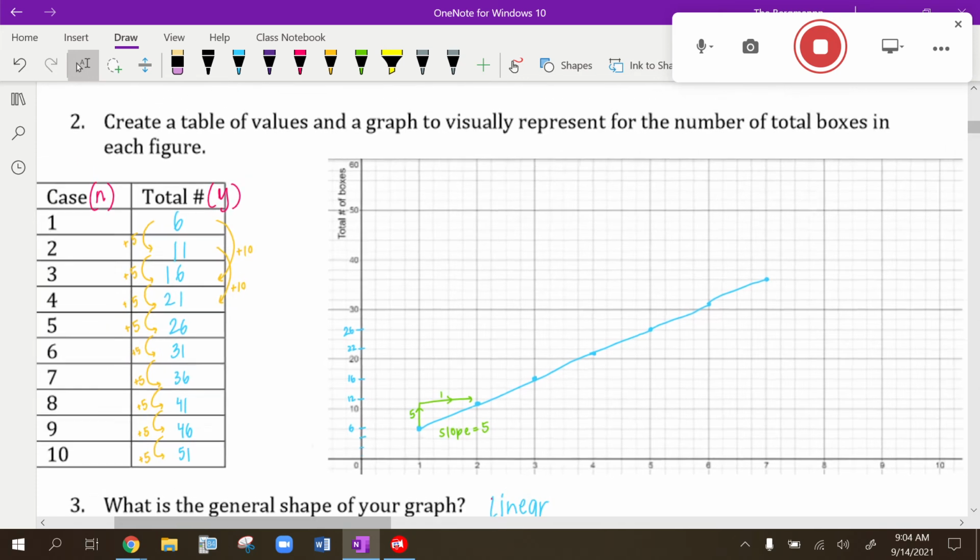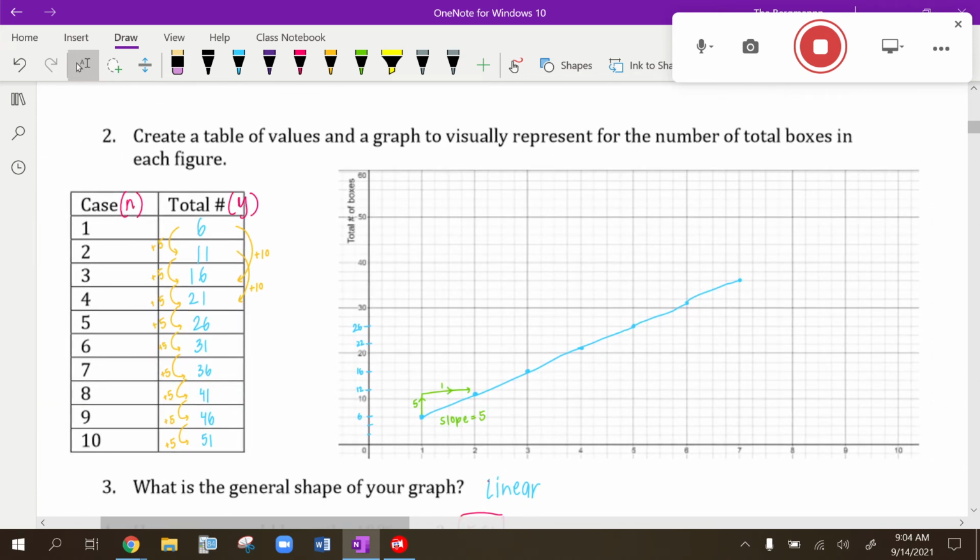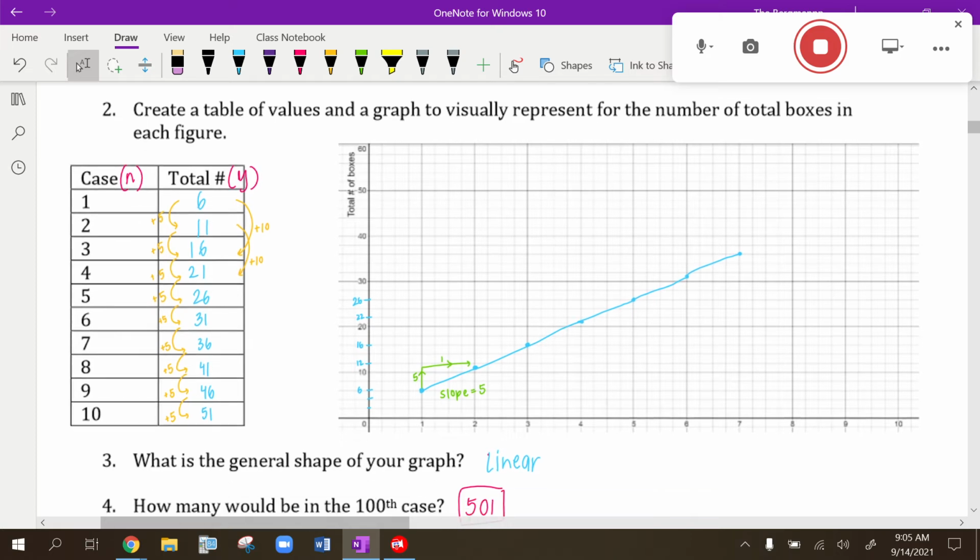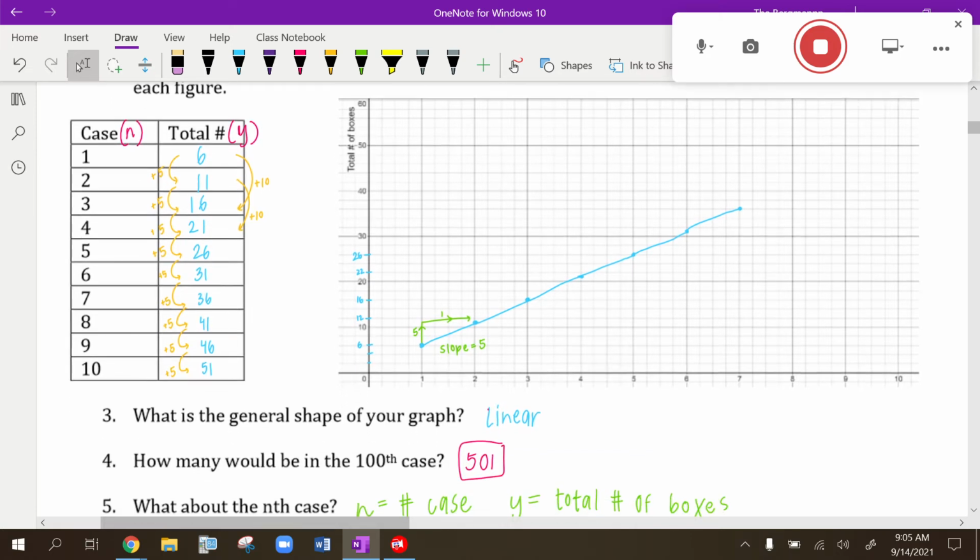Here is the correct answer for your table, your graph, and the general shape of the graph. The general shape of this graph is linear. It's a straight line. Now, if we want to figure out how many would be in the 100th case, the correct answer is 501. Notice we're adding 5 each time.